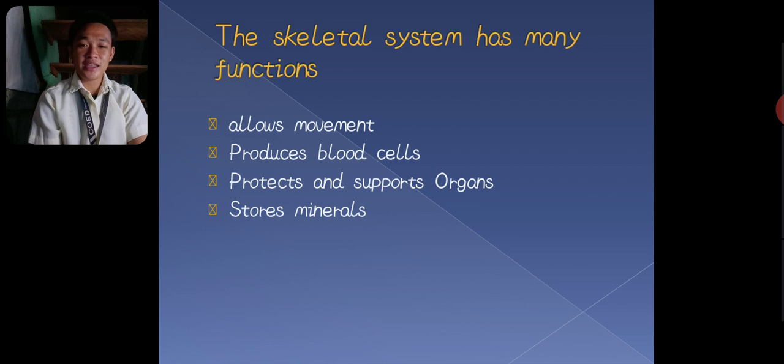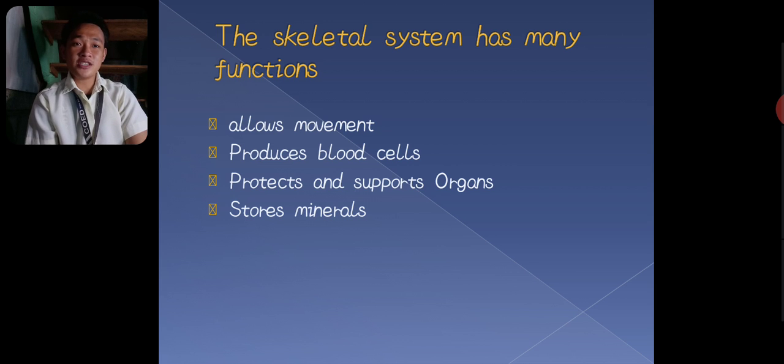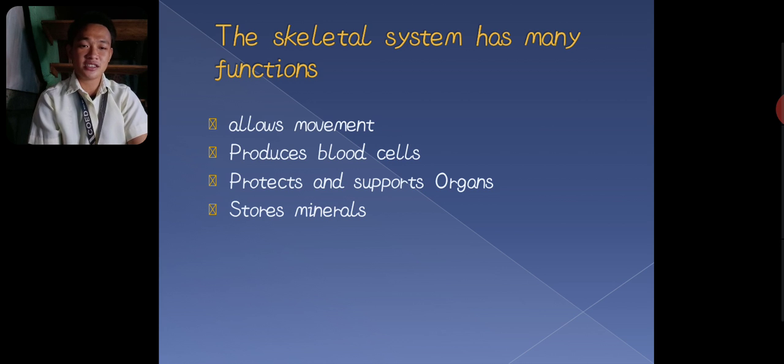So, allows movement. Your skeleton supports your body weight to help you stand and move. So, joints, connective tissues, and muscles work together to make your body parts mobile. So, produces blood cells. Bones contain bone marrow. Red and white blood cells are produced in the bone marrow.